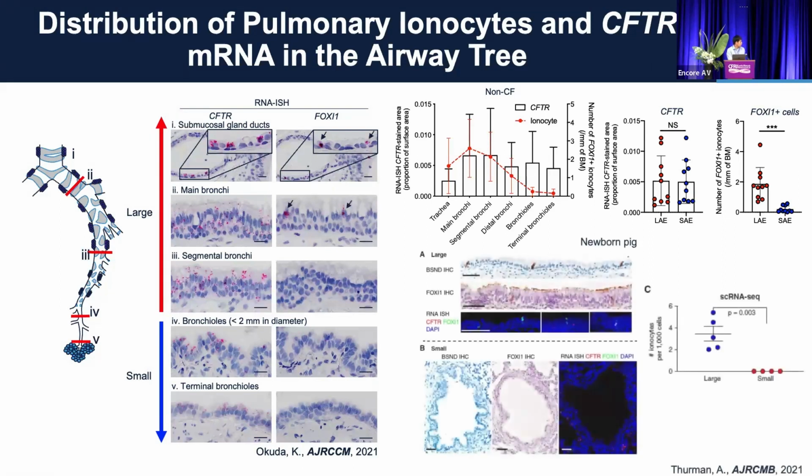This data was actually reproduced by another group in newborn pig. In newborn pig, the same finding was observed: only in the large airway surface, probably the submucosal gland duct, ionocytes were identified, but virtually no ionocytes in the small airways. So these data might suggest that cell types other than ionocytes are likely contributing to CFTR expression and function, and therefore mucociliary clearance regulation, in the small airway region.